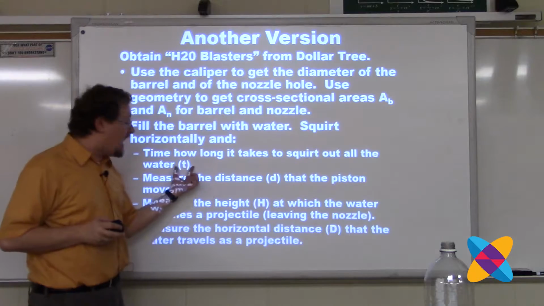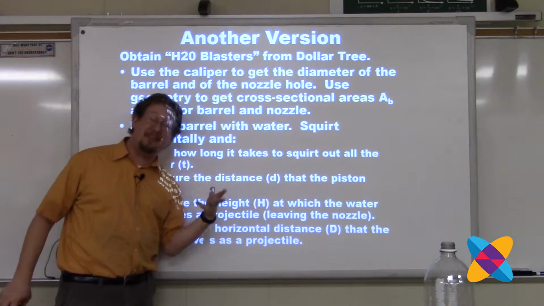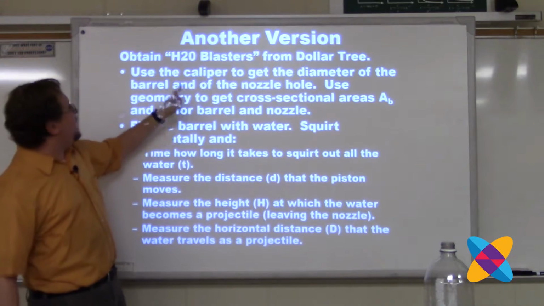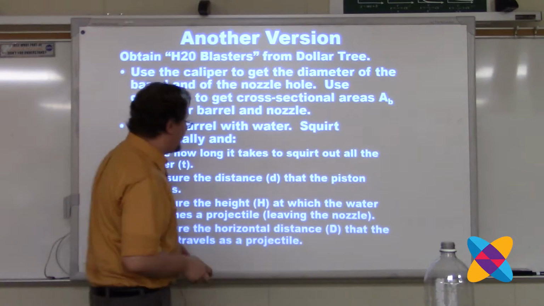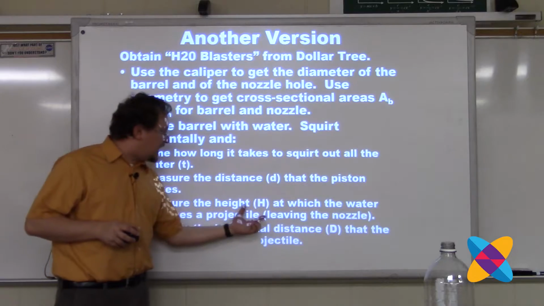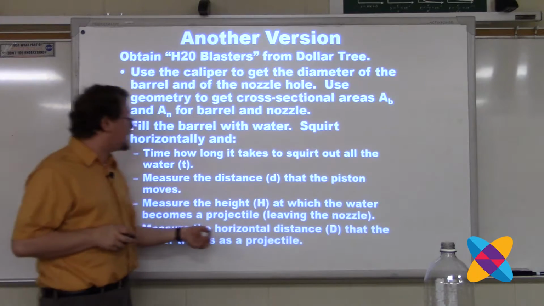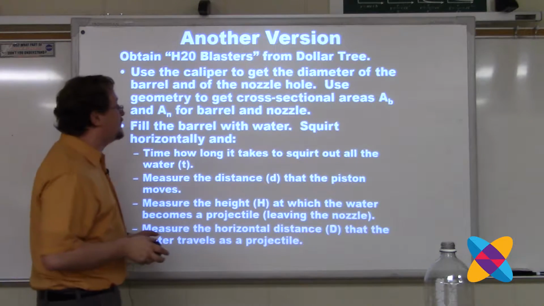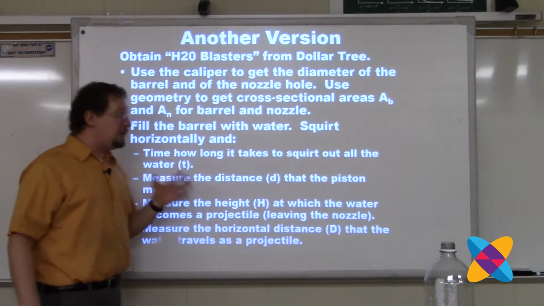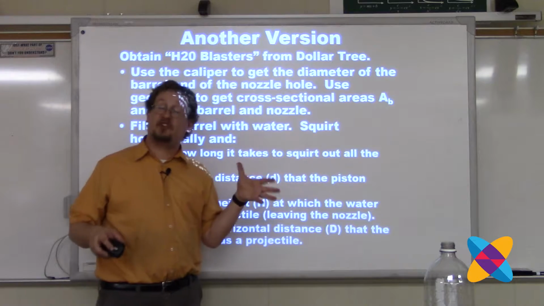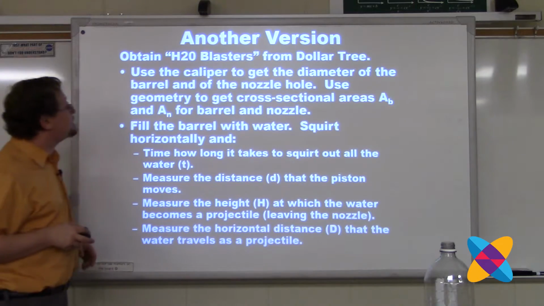Little distance over time gets you the velocity of water in the barrel of the syringe. Area of the barrel times velocity of the barrel gives the flow rate in the barrel. Using projectile motion again, just the same as before, we can get the velocity of water coming out of the nozzle. Area of the nozzle times velocity of the nozzle is the flow rate of the nozzle, and you can see if those two A times V's are the same.